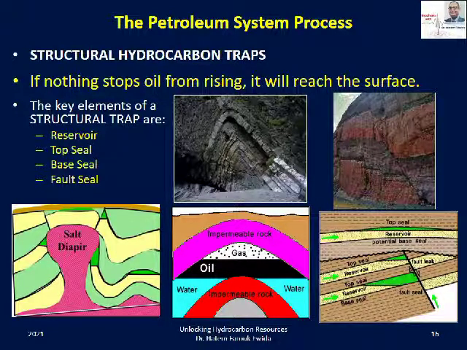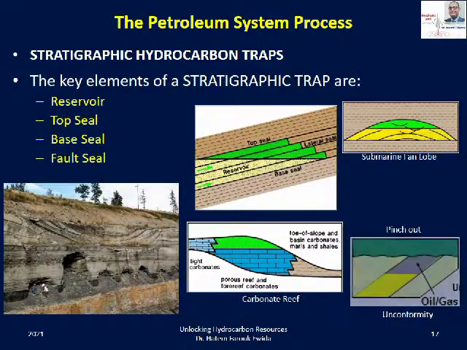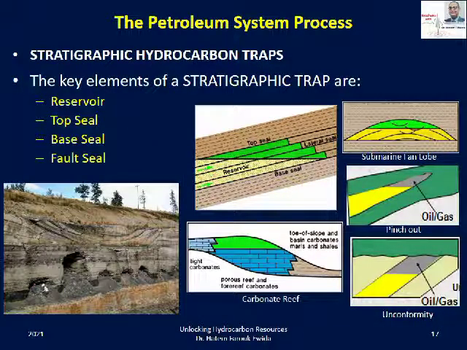So the structural trap is formed by a geological structural element. Then we go to the stratigraphic traps, and the stratigraphic traps are formed by stratigraphic elements like a pinch out, for example, the submarine fan lobes, the carbonate buildup, okay? And this is a picture from a surface outcrop, which shows the stratigraphic relation between the different types of rocks.